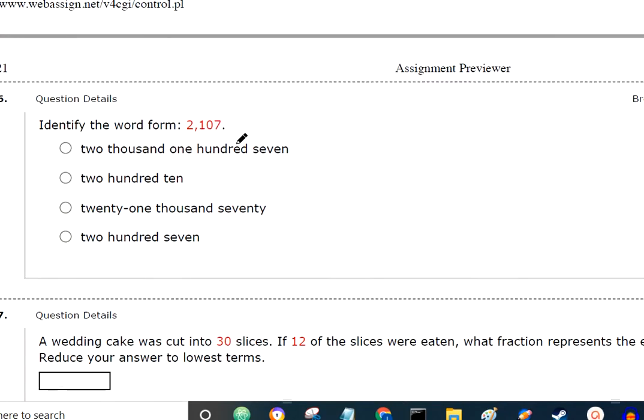Okay, this one's just saying there's no decimal here. I thought there was going to be a decimal. We're supposed to identify the number. This is a 2 in the thousands place. So we say 2,107, because 7 is in the ones place.